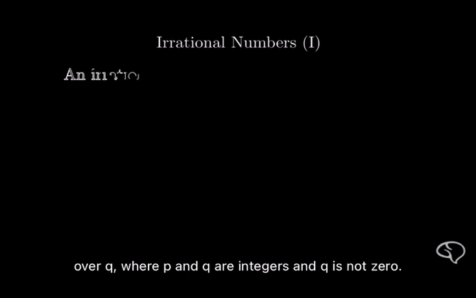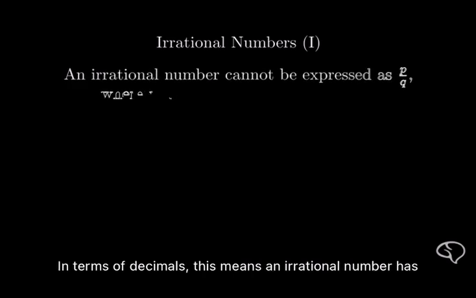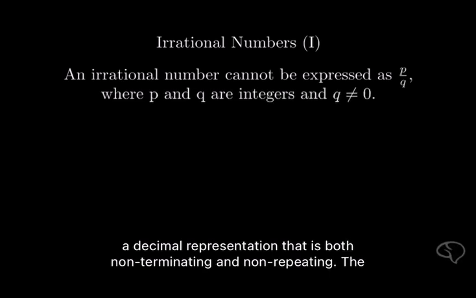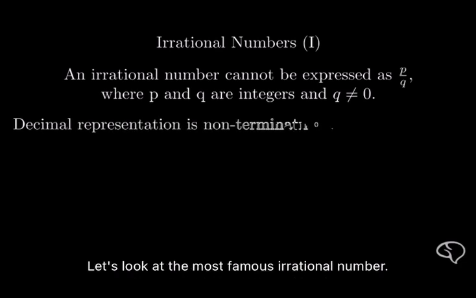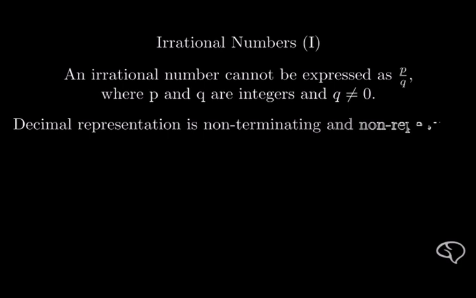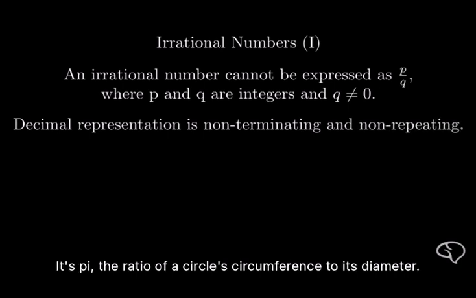Now, what about numbers that don't fit this description? Numbers that cannot be written as a simple fraction. These are called irrational numbers. An irrational number is a number that cannot be expressed as a fraction p over q, where p and q are integers, and q is not 0. In terms of decimals, this means an irrational number has a decimal representation that is both non-terminating and non-repeating. The digits go on forever without any repeating pattern.